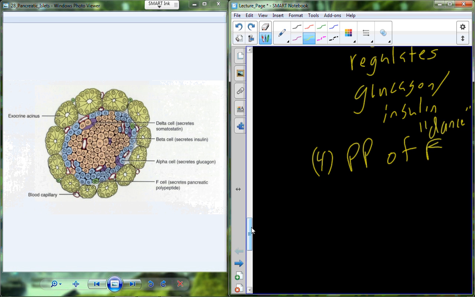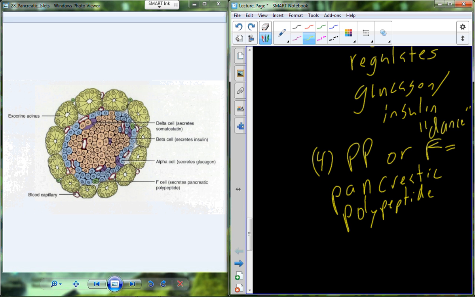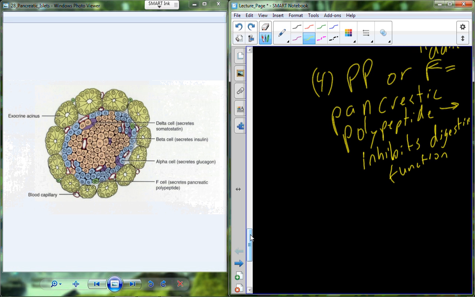The fourth type of cell is called the PP cell, or also frequently referred to as the F cell. And on this figure, you can see it labeled as the F cell there. It's probably easier to remember the PP cell because it stands for pancreatic polypeptide, which is going to be the hormone that's produced by this pancreatic islet cell. So the cell can be called a PP cell, or it can be called an F cell, and it produces the hormone pancreatic polypeptide. And pancreatic polypeptide is going to be an inhibitor of some digestive functions.